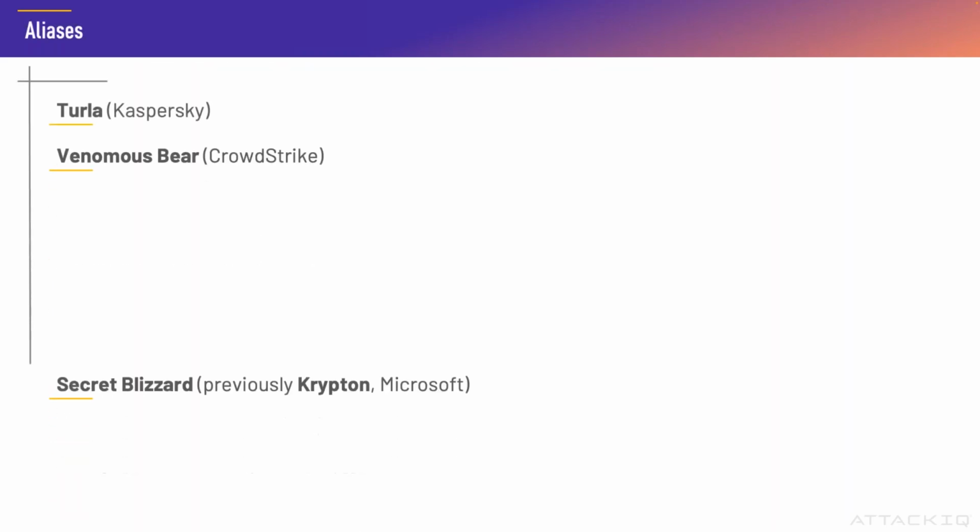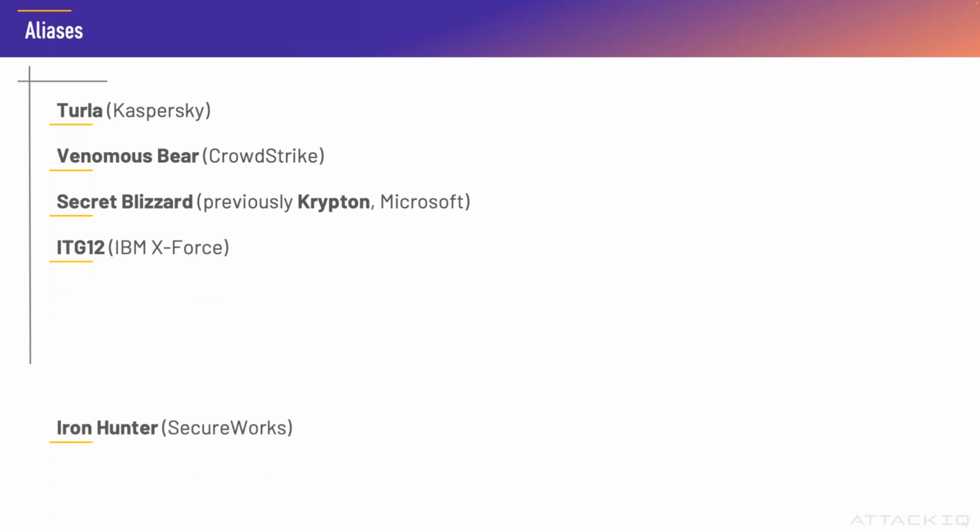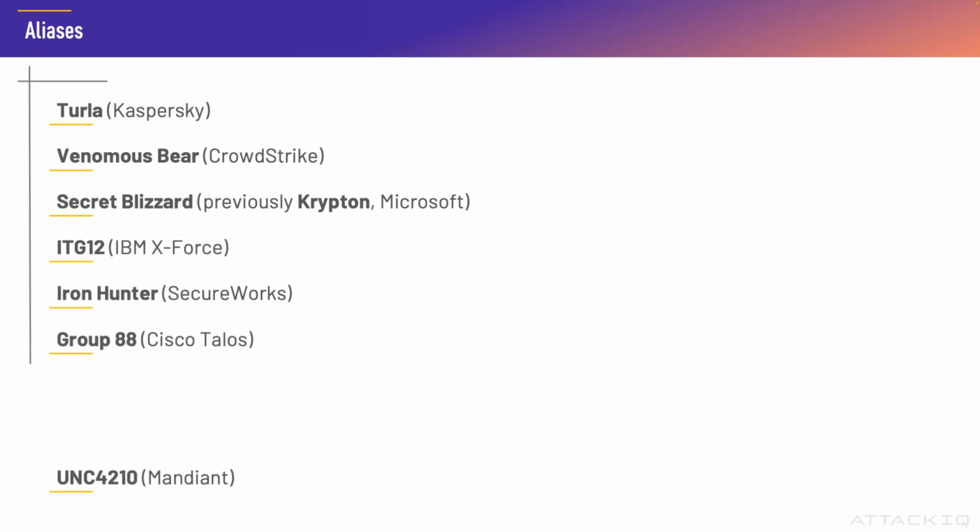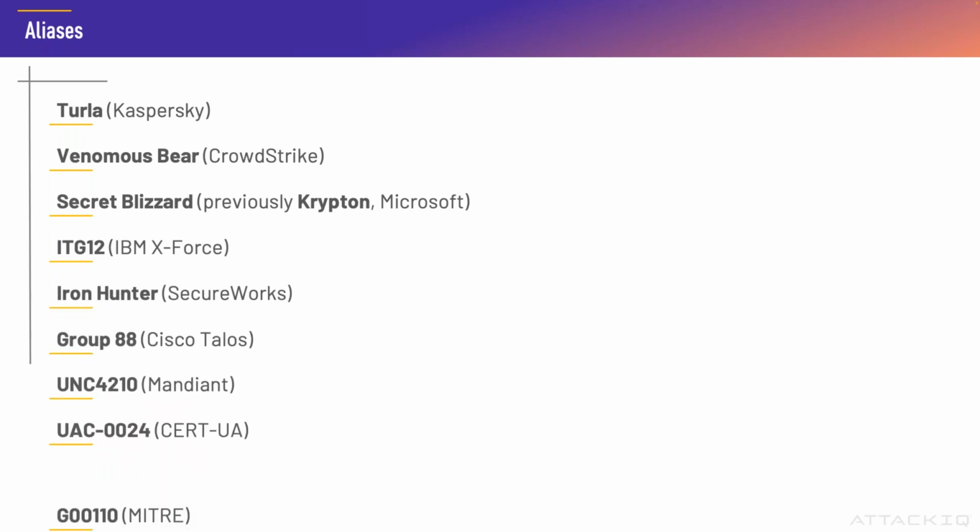Now let's talk about some of the aliases. They've been around for a long time, and this is not an exhaustive list, but the main name, as we know, is Turla, and that's the alias Kaspersky initially used. Other names they go by are Venomous Bear by CrowdStrike, Secret Blizzard, formerly Krypton, by Microsoft, ITG-12 by IBM X-Force, Iron Hunter, Group 88, and many others.